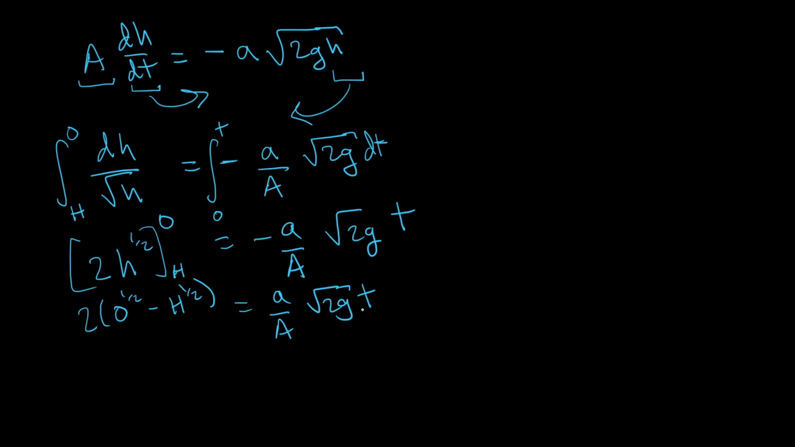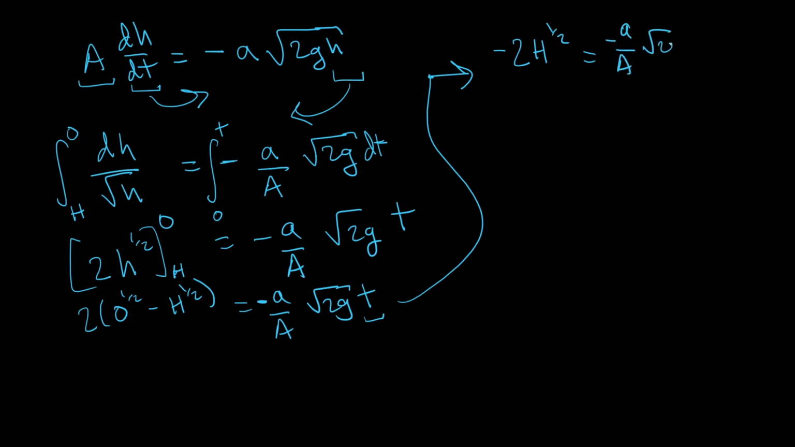And what we want to do now is solve for t, because this value of t corresponds to the time when our tank is completely empty. So if we start solving that up here, we end up with, I missed a negative sign here, but on the left-hand side we have negative 2H to the 1/2. On the right-hand side we have negative little a over big A, square root of 2g, t. Solve that for t. We can cancel out the negative signs.